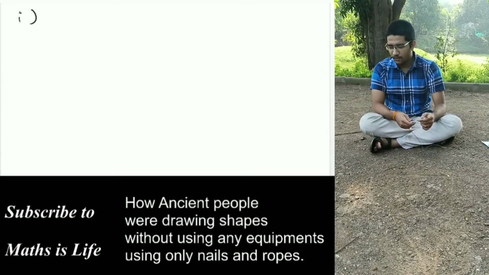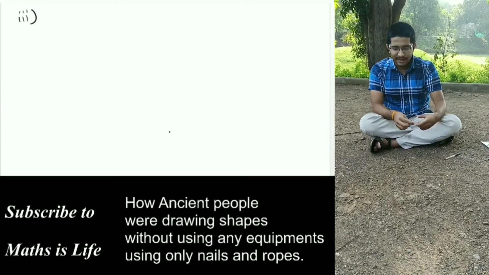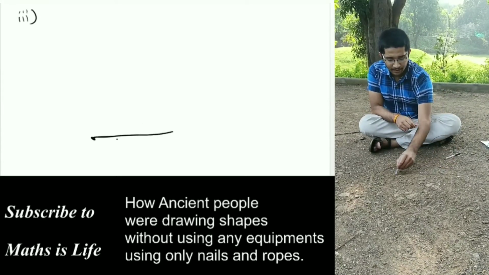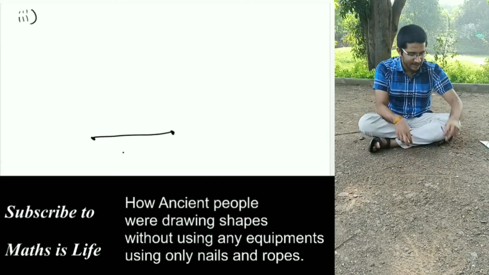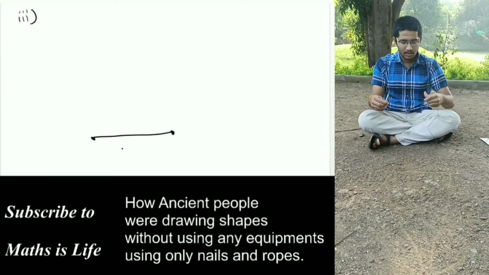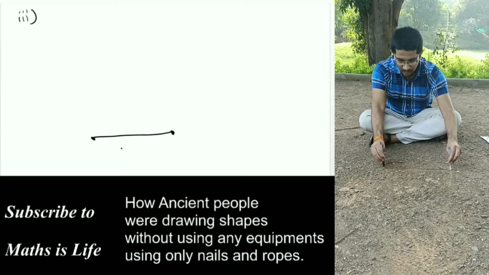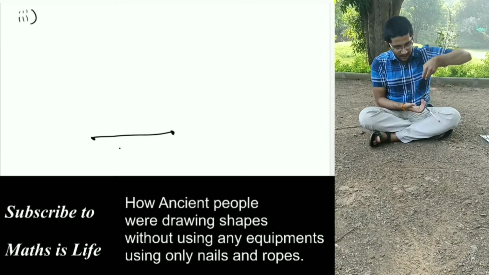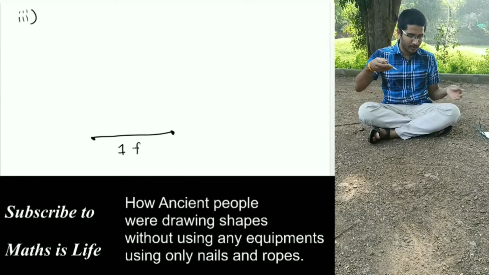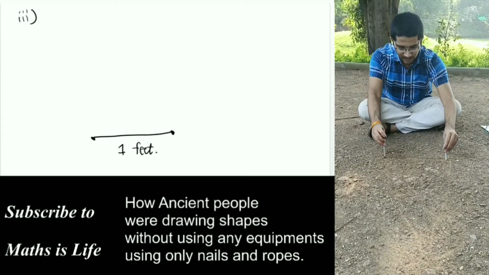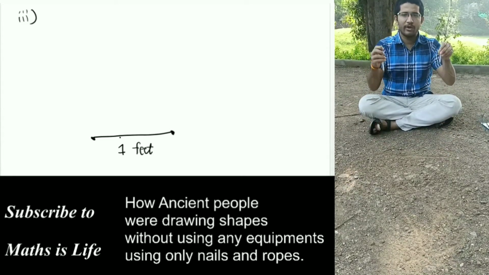Now what if it is a scalene triangle? For a scalene triangle, what we will do, we will draw any one side. Let's say this is a side. How much is it, let's measure it. I hope it is around 1 foot. Let's check. Yes, it is 1 foot.